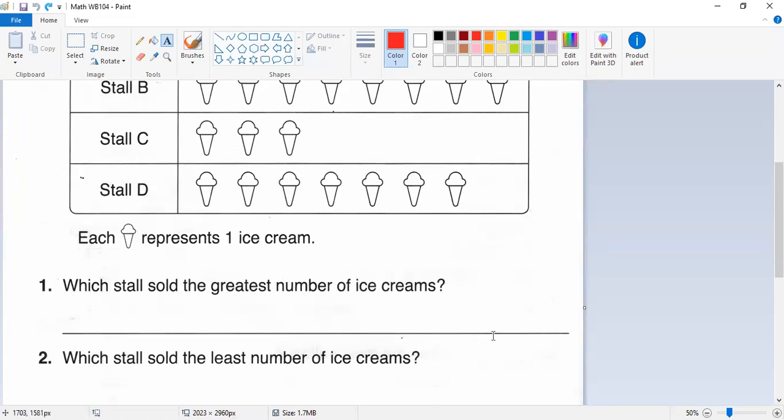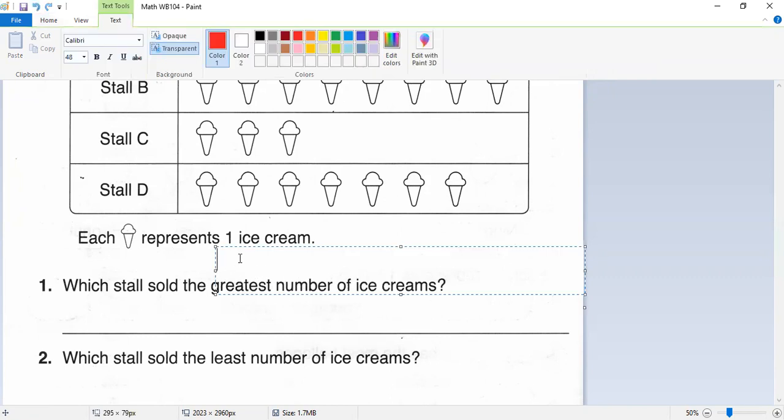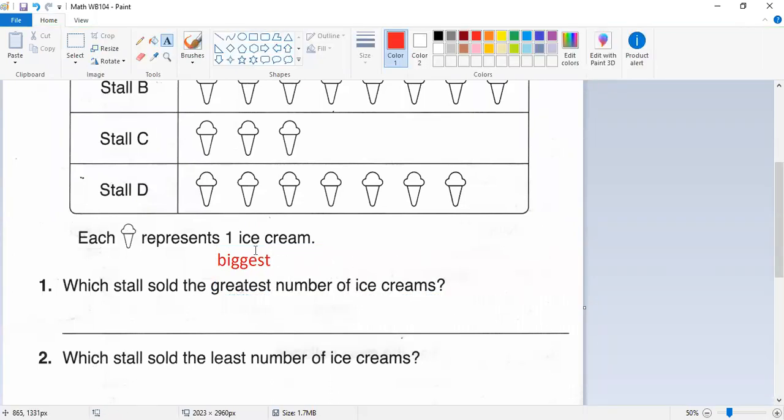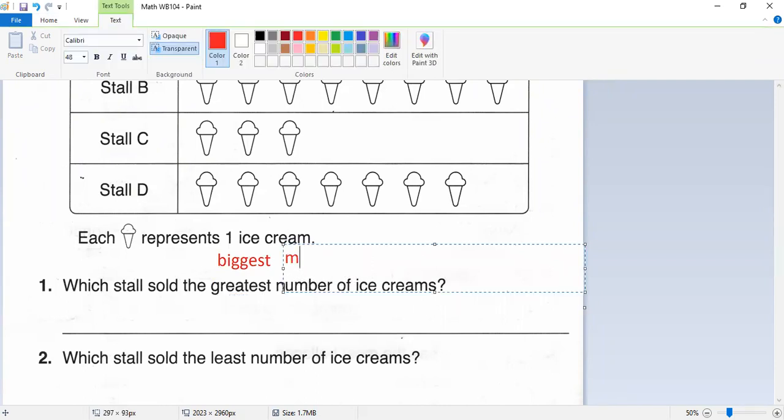The greatest. Before we find the answer, let's think of another word for greatest. It's biggest, isn't it? Or big. The biggest number. Big, greatest, or the most. There's another word. Most. The most ice cream.